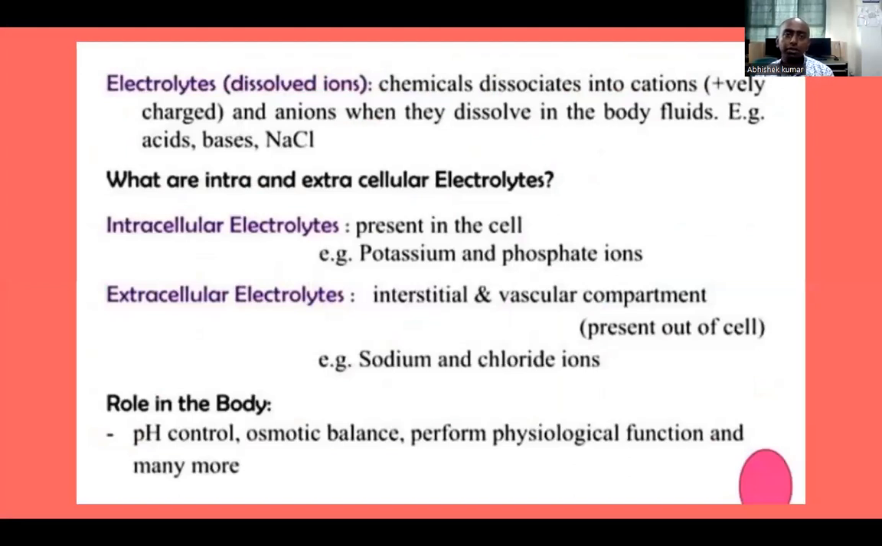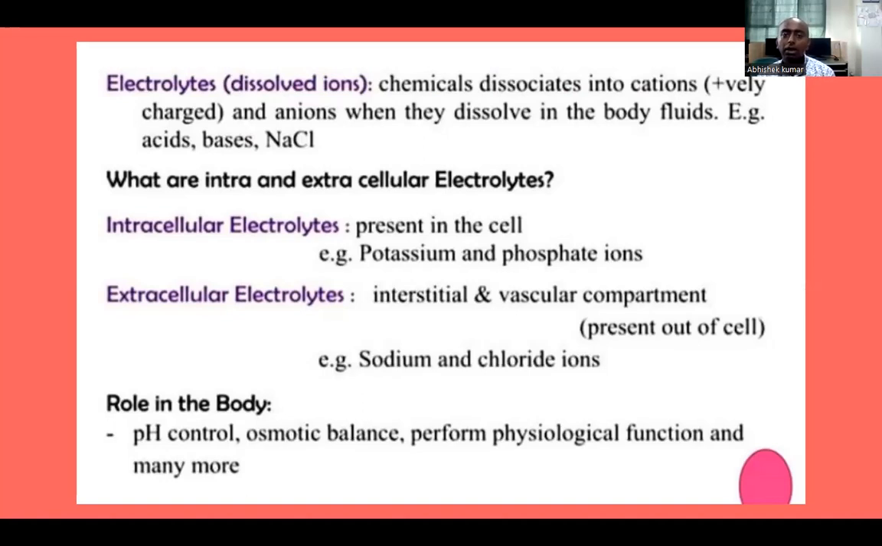Electrolytes are dissociated ions, dissolved ions. They undergo chemical dissociation into cations, which carry positive charge, and anions, when they dissolve in a body fluid like acid or base. Then it gives electrolytes. Like if we take sodium chloride, it will break into Na+ and Cl minus.